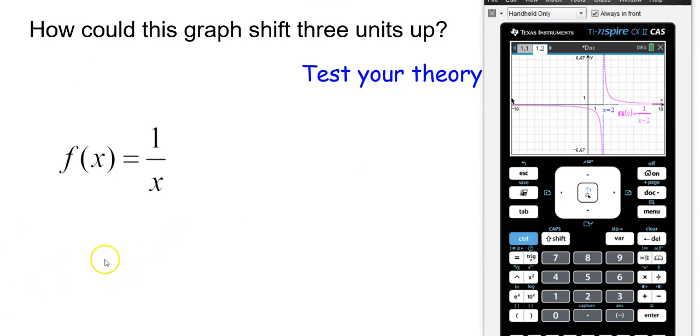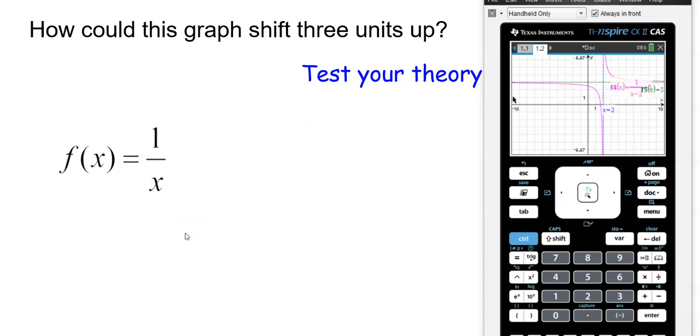If you want to move it 3 units up, well, we just had a situation like that. In fact, I could take this function as it is. If I just add 3 after the function, it's going to move it up 3 units. So now the horizontal asymptote, I think, would be at y equals 3 here. And so you'd have a horizontal asymptote at y equals 3. So we have these asymptotes now in our graph.